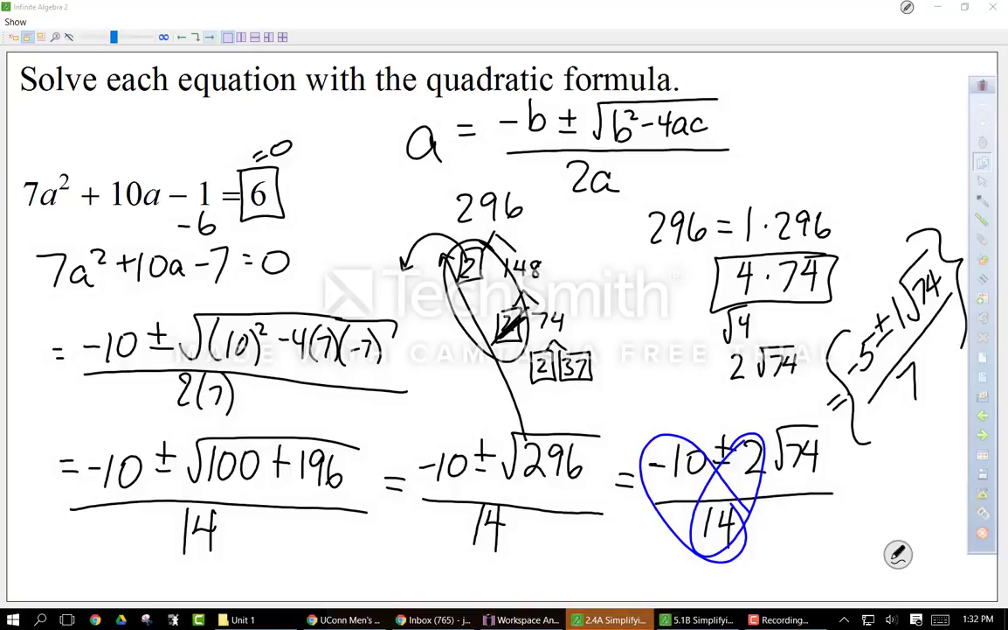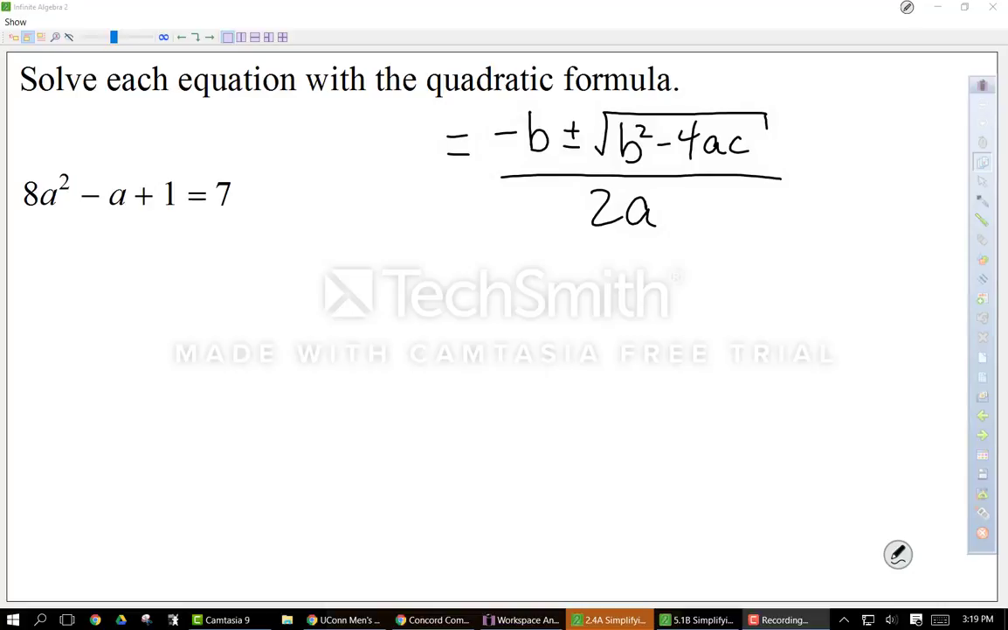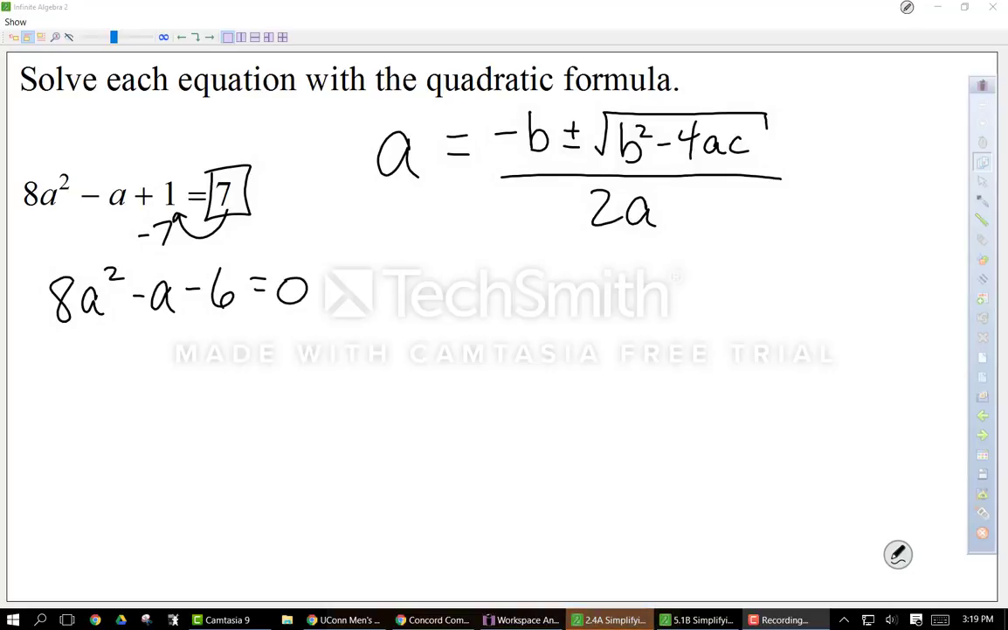You could write it as one answer combined, or you can separate them out with a comma in the middle. It is up to you. In this particular equation, I have the variable a, so that's going to go there. Then I, again, need to make sure I have a 0 here. I don't, so I need to minus 7. So I get 8a squared minus a minus 6 is set to 0.